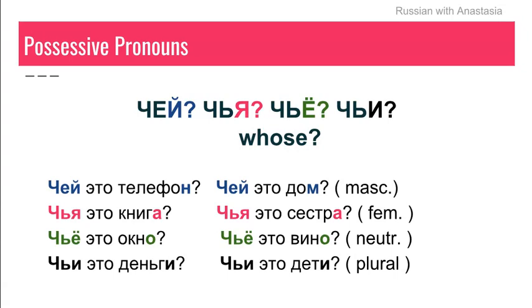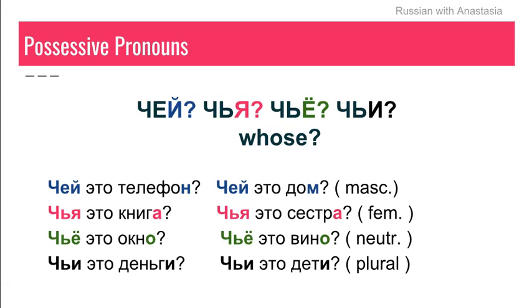So first we need to learn how to ask a question. Whose thing is it? Whose? In Russian the question word is чей. Чей means whose. There are four different forms of чей. Чей for masculine nouns, чья feminine, чьё neuter, and чьи plural.